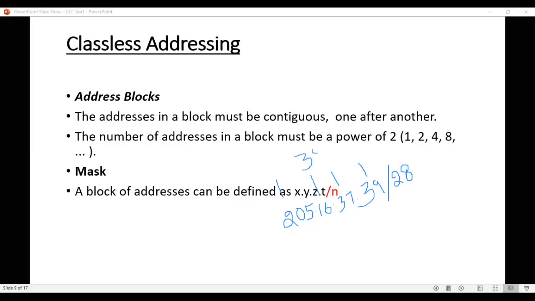Out of these 32 bits, the initial 28 bits, as given in the slash notation, will represent the prefix, that is, the network ID. And the rest, 32 minus 28, that is 4 bits, will represent the suffix, that is the host ID here.